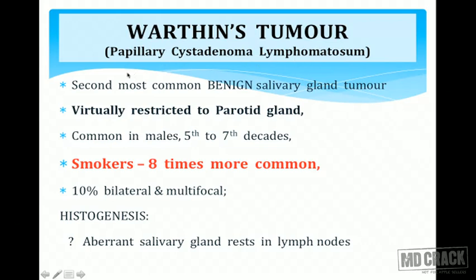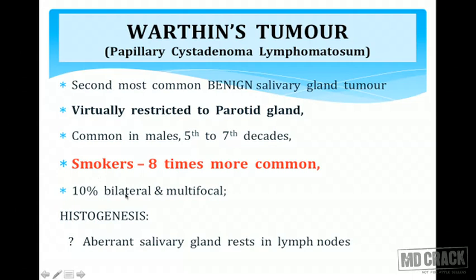I'll show the pictures. It is virtually restricted to the parotid gland. Almost 90% of WARTHIN'S tumors occur only in the parotid gland. WARTHIN'S tumor is very common in the 5th to 7th decade of life. See the smokers, somehow we don't know exactly why, smokers have 8 times more common incidence of WARTHIN'S tumor. If you ask the history, invariably there will be male smokers. So this is what we have seen, and it's true that smokers have the highest incidence of WARTHIN'S tumor.